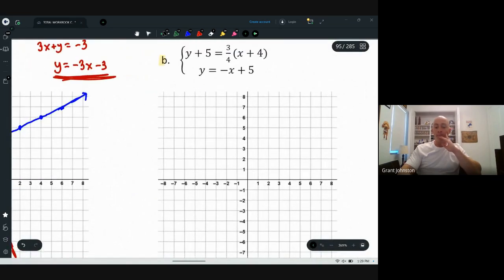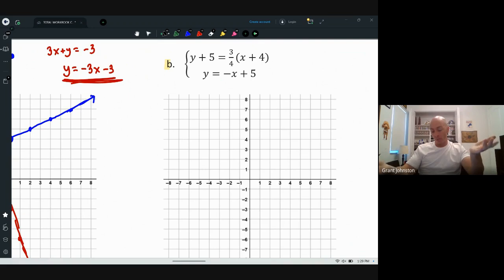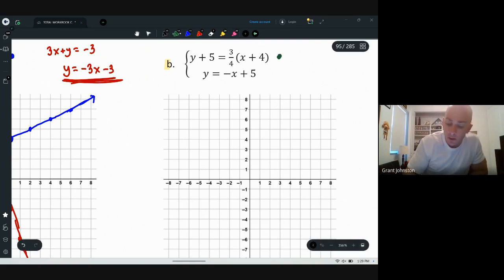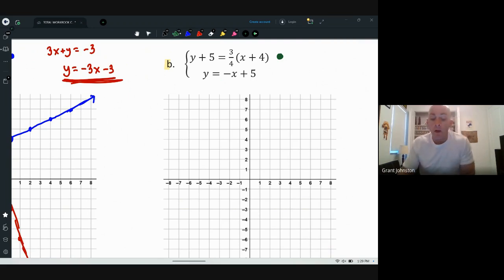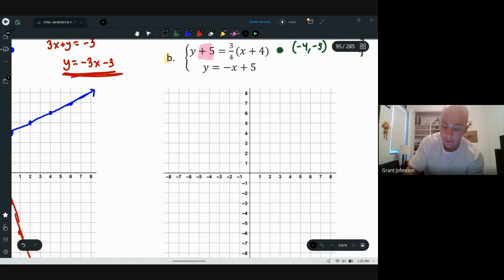So B, the first equation is written in point-slope form, and the second equation is written in slope-intercept form. So on B, I'm going to do this equation in green. So that equation's in point-slope form. So let me just identify the point. The point would be at -4, -5, and our slope is 3/4. So our point's at -4, -5. Remember, it's opposite of these.